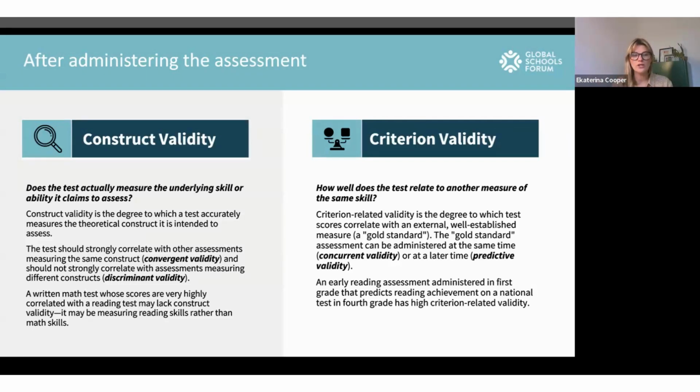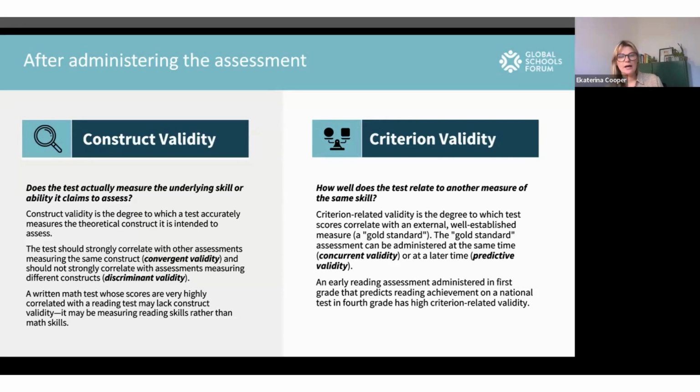So for example, when we're doing a written math test and scores highly correlate with the reading test, that's problematic. However, if the reading test is closely correlated with the writing test, we're okay. The constructs could be quite similar because they're measuring language generally.